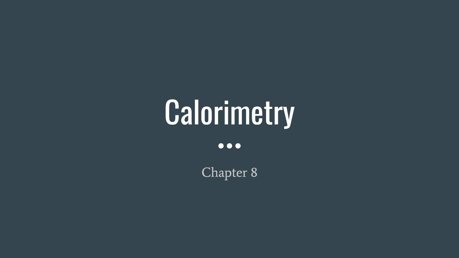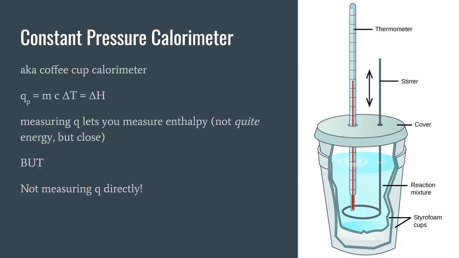So, calorimetry. Final lecture for today. Constant pressure calorimeter, aka a coffee cup calorimeter. Q equals mc delta T equals delta H. By measuring the change in temperature, we can measure the heat change, which means we're measuring enthalpy, which is almost, but not quite, internal energy. But be aware, we are not measuring Q directly. That's important. It matters for the sign. It matters for making sure you're getting everything all lined up.